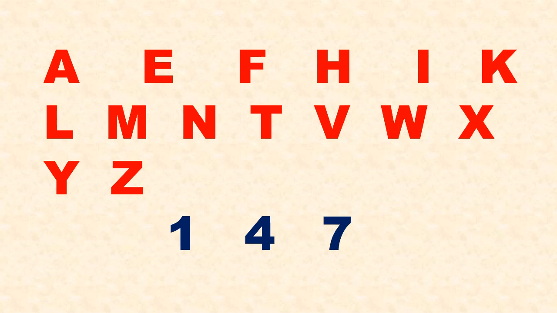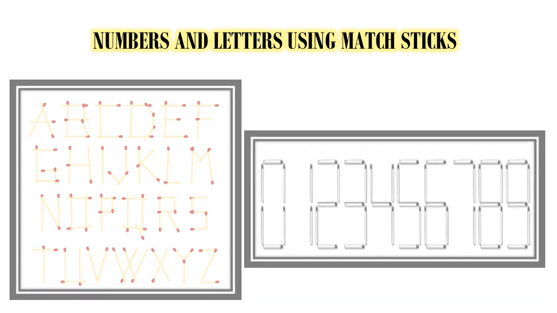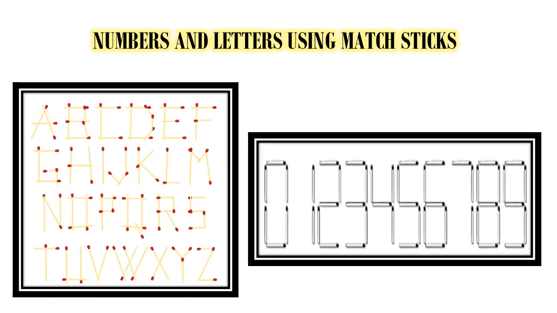Other alphabets and numbers are made using straight lines and curved lines. Do you know, children? Using matchsticks, we can create alphabets and numbers only using straight lines.